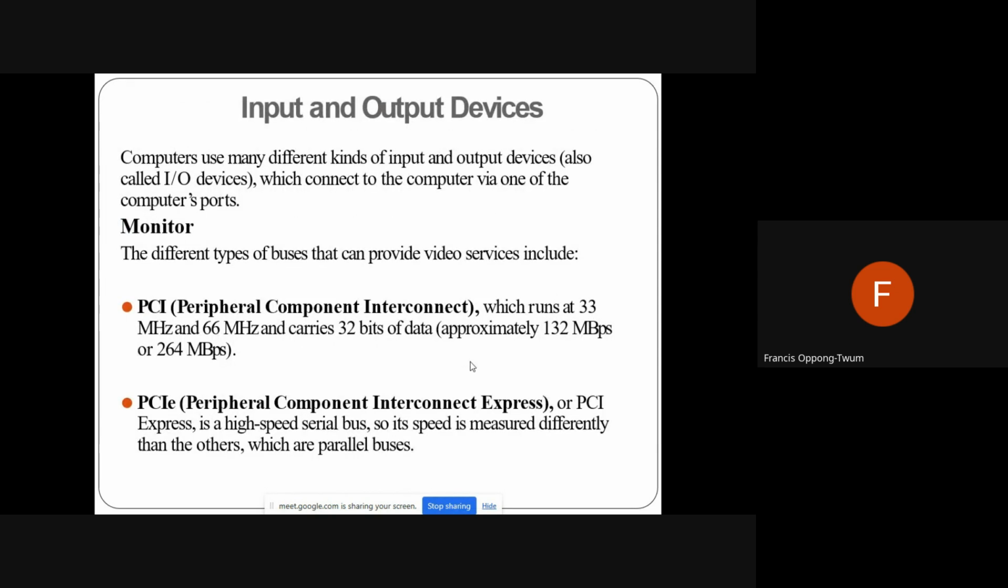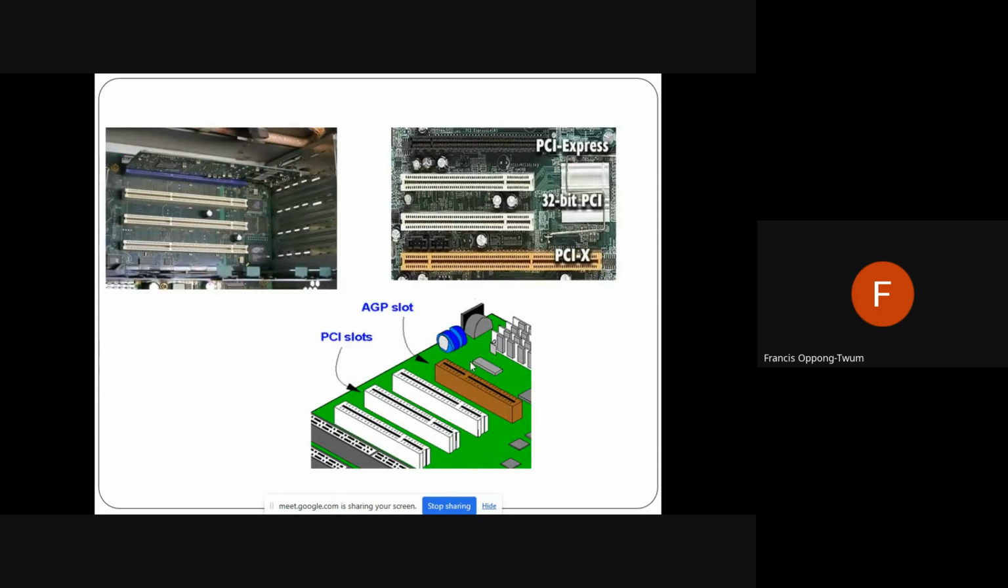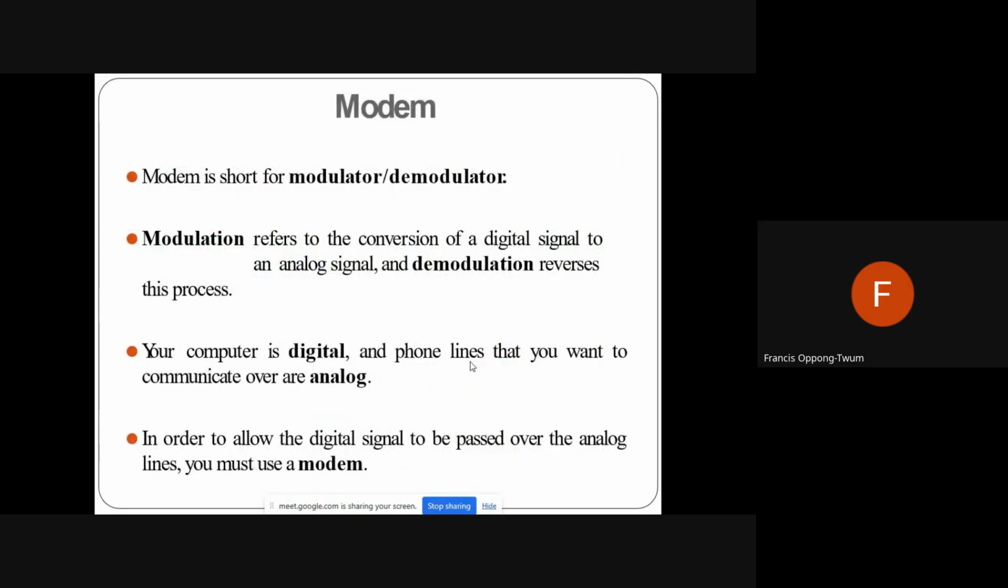When we have the input and output devices, computers use many different kinds of input and output devices. Outside the box, you will see the monitor, you will see the AGP and all those things. This one is the PCI Express, the expansion slots. I think I've shown you all those things.